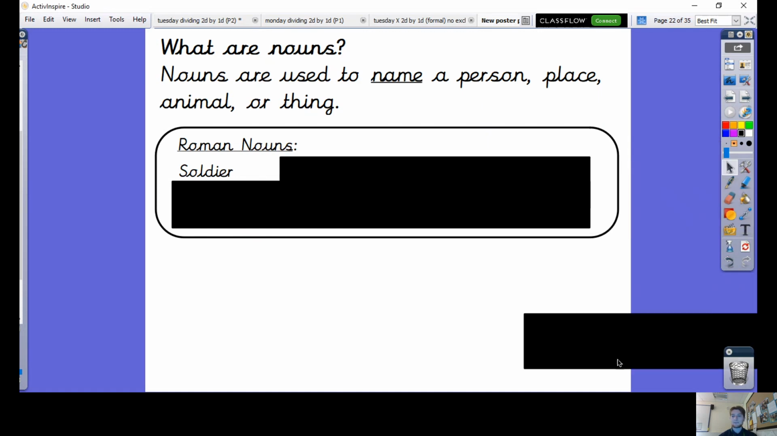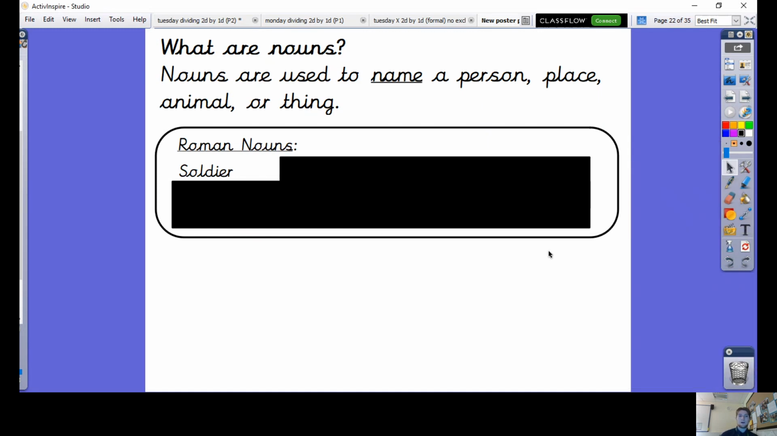Okay, let's look at a definition. Nouns are used to name a person, place, animal, or thing. I've underlined the word name because that's a key thing we want to take out of it. Nouns are used to name something. Now we know the definition, and I'm sure a lot of us would know the definition already. We're pretty good with knowing our words and knowing our nouns.